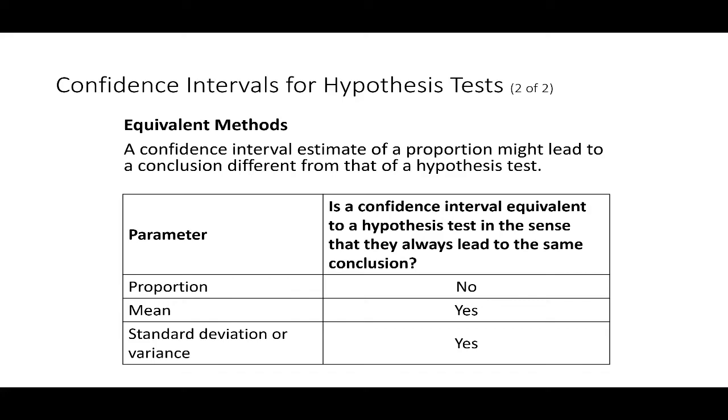So where we use confidence interval, which parameter gives you a more accurate result with the confidence interval? Proportion, no. Mean and standard deviation, yes.